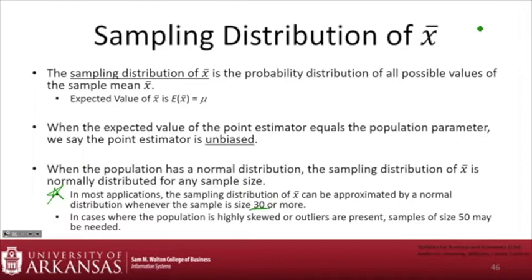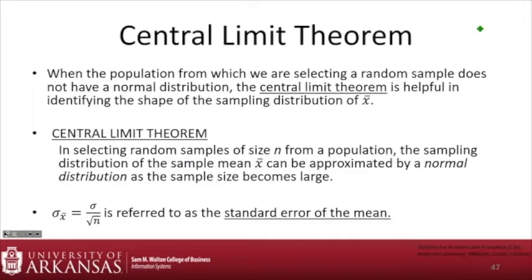So what we can do is we can take one sample, and then we can take another sample, and then we can take another sample. And if we actually take multiple samples, then eventually our data will become normally distributed. And that's the whole idea of this thing called the central limit theorem.